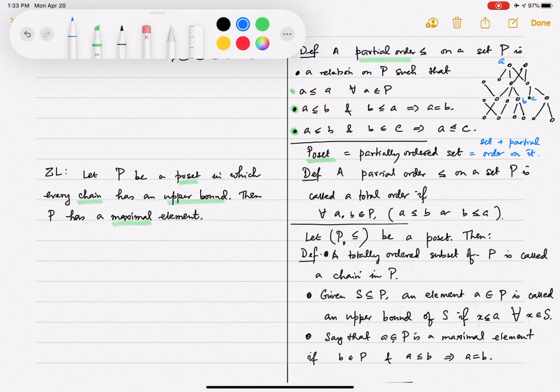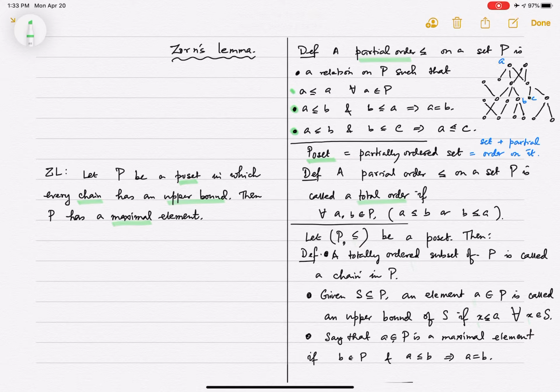A partial order is called a total order if any two elements can be compared, meaning for any A and B in P, either A is less than or equal to B or B is less than or equal to A. So this is the kind of ordering you have seen on real numbers or rational numbers. If you give me any two real numbers, one is always less than or equal to the other. So the poset that I have drawn on the right is not a totally ordered set because there are incomparable elements.